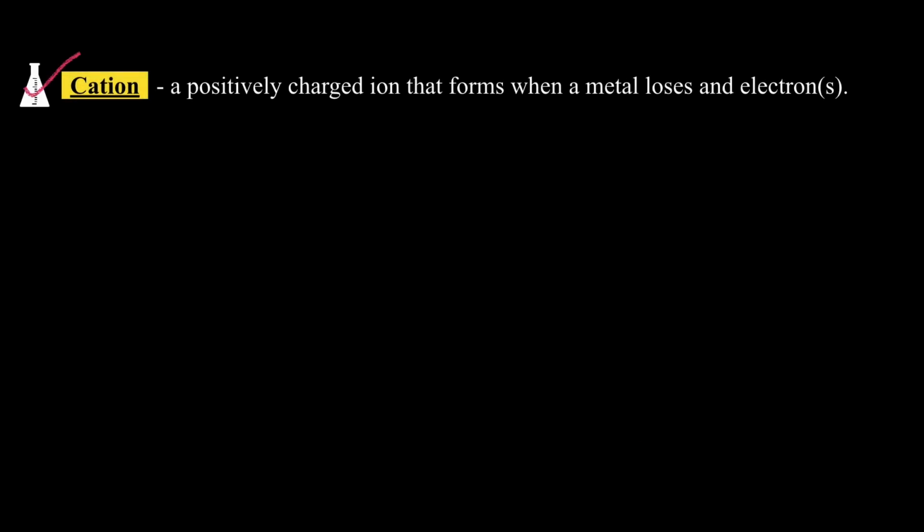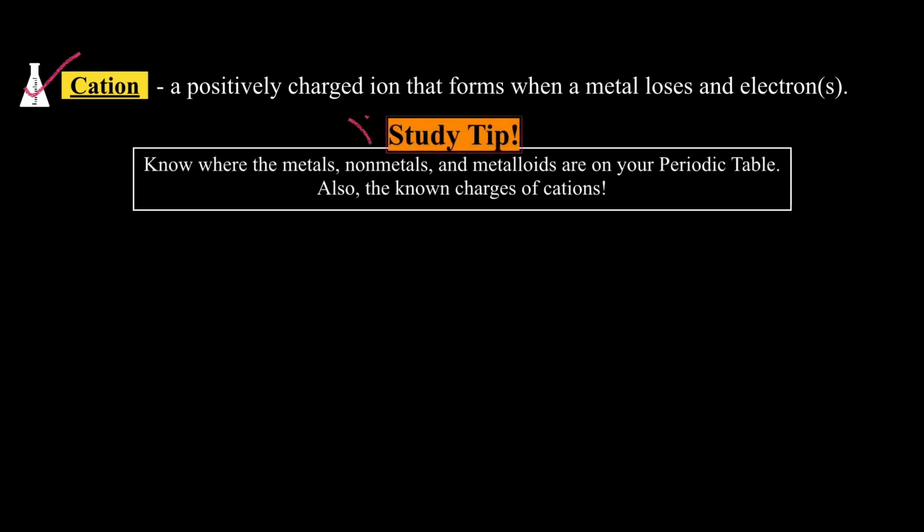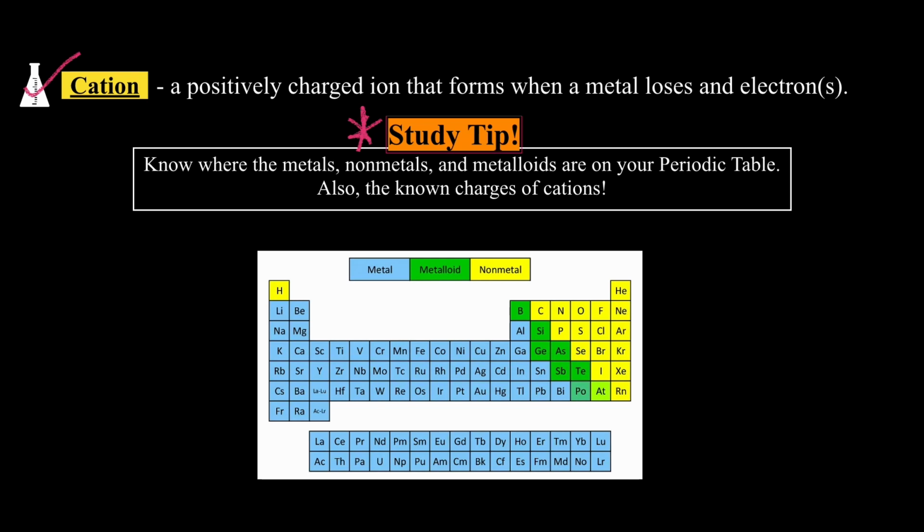Alright, so let's remember what a cation is. It's a positively charged ion that forms when a metal loses an electron. Study tip, you've got to know where your metals, non-metals, and metalloids are on your periodic table. Also know the charges of the cations. We went over this in one of the videos called Ionic Group Charges on the Periodic Table, so you can reference back to that as well.